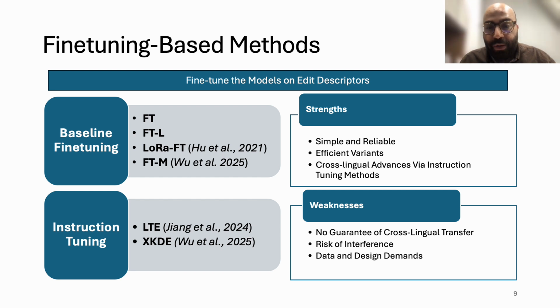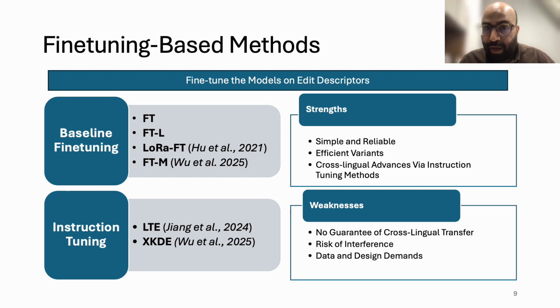Fine-tuning methods fine-tune the model on edit descriptors. They are divided into baseline fine-tuning, which trains directly on factual updates, and instruction tuning, which treats editing tasks as learnable tasks via structured instructions. The strength is that they are simple and reliable. They achieve strong factual accuracy with minimal architectural changes.